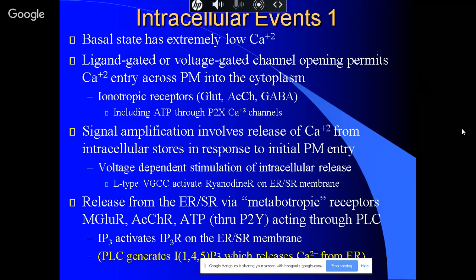We start with an extremely low calcium level. I keep emphasizing extremely low. You would have to work incredibly hard to clean up. If I want salt, when you have salt at the table, believe me, you have more calcium in your salt than these cells have in their cytoplasm. It's hard to separate calcium from sodium because they're the same size.